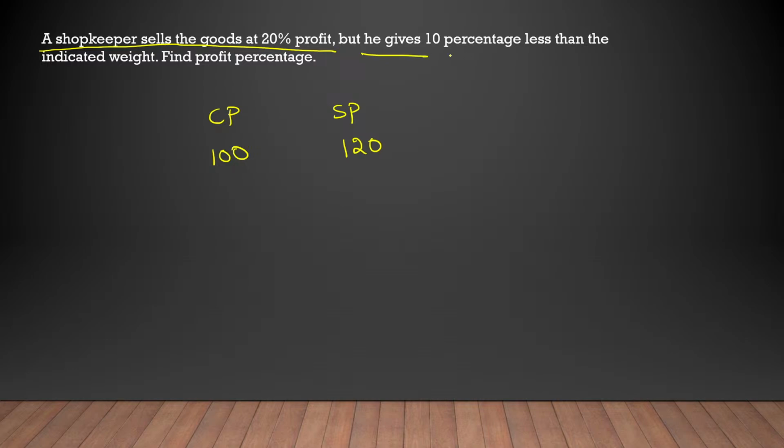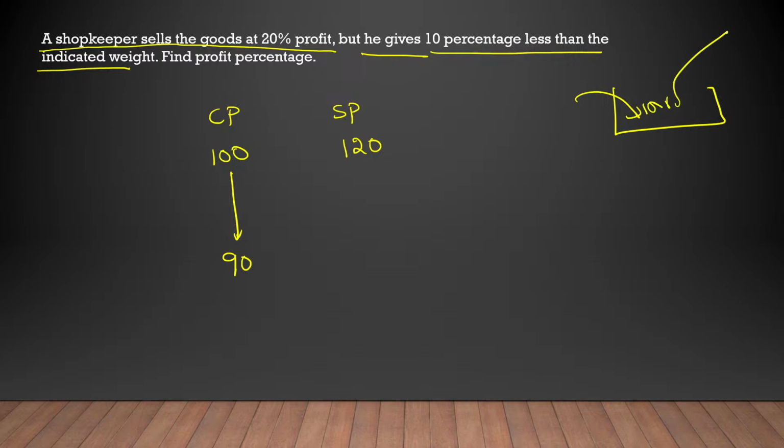But he gives 10% less than the indicated weight. That means I am saying that I am going to give you 100 rupees worth of items, but I am going to give you only 90 rupees worth of items. See, I am saying that I am going to give you 100 rupees worth of items for 120. But I am not giving 100 rupees worth of items. I am giving 10% less, which means I am actually giving only 90 rupees worth of items.